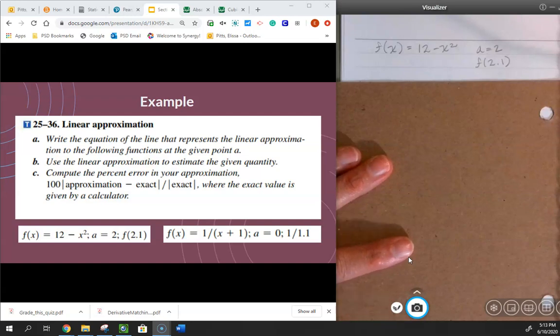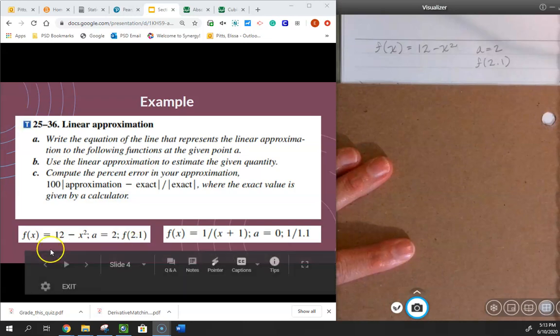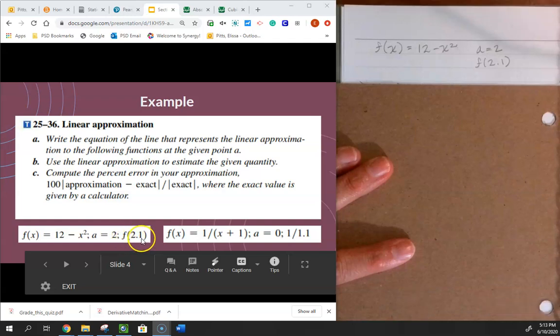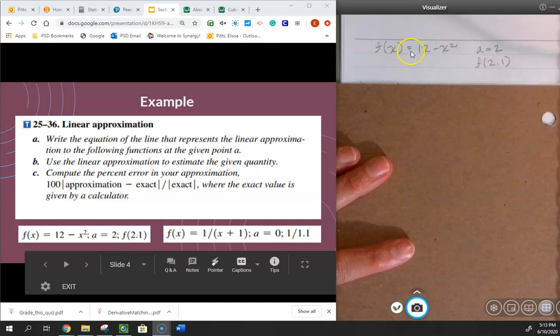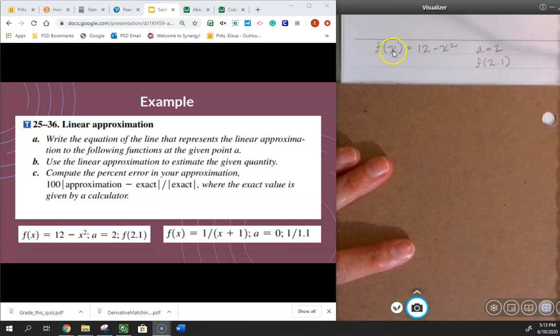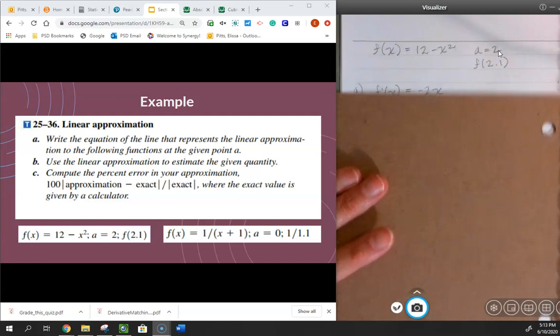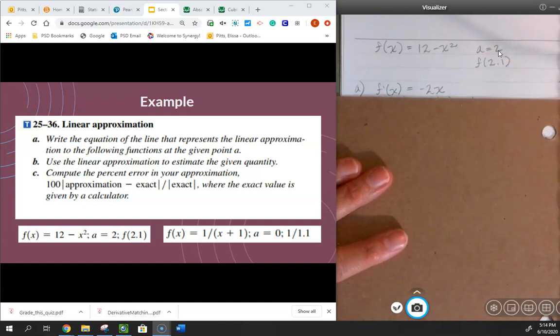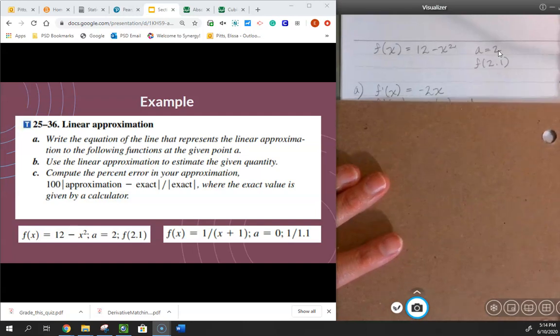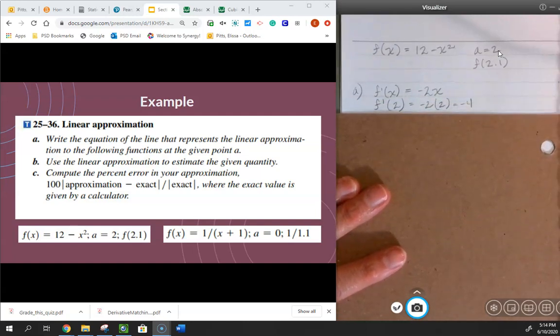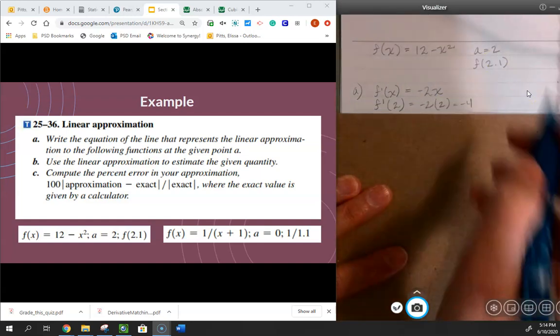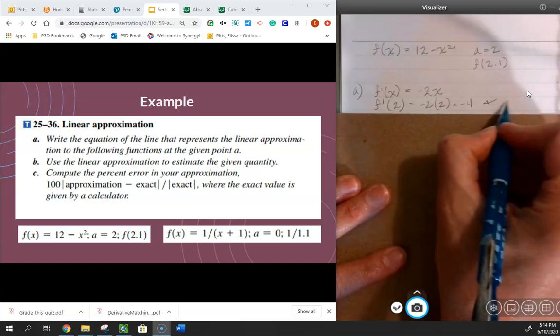All right, so let's start with f of x equals 12 minus x squared. A is equal to 2, and we're trying to approximate f of 2.1. First we're going to find the equation of the tangent line to this function at x equals 2. Just like we've done many times before, we take the derivative and evaluate it at a equals 2, and we get the derivative is equal to negative 4. This is the slope of our tangent line.